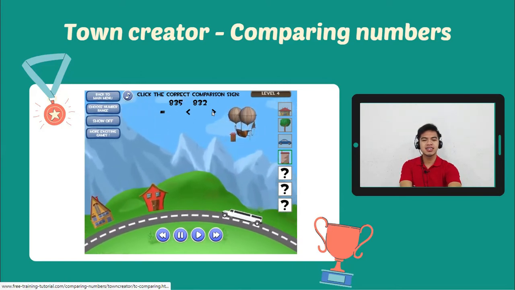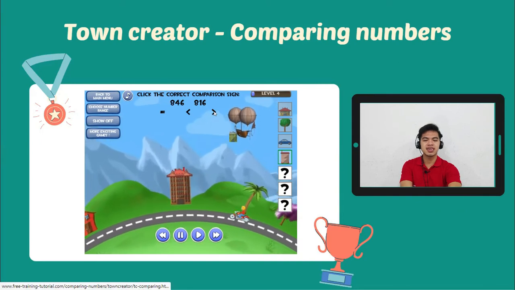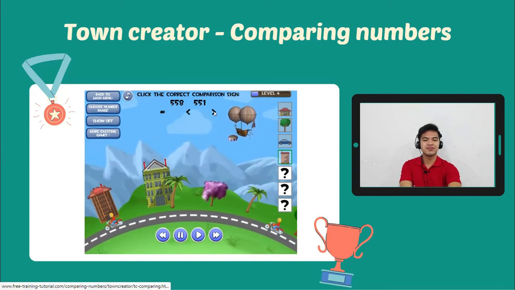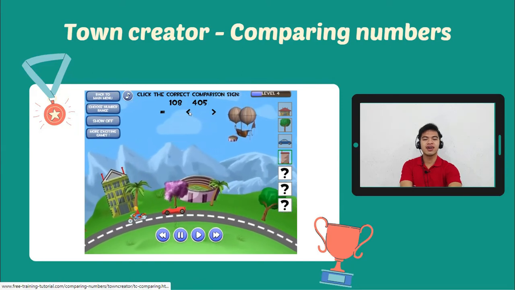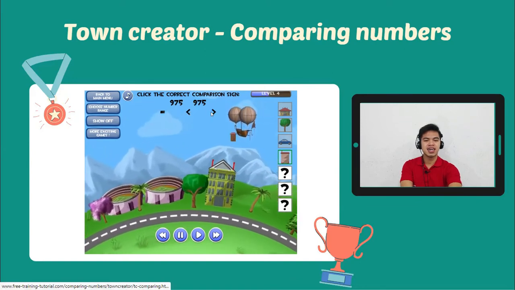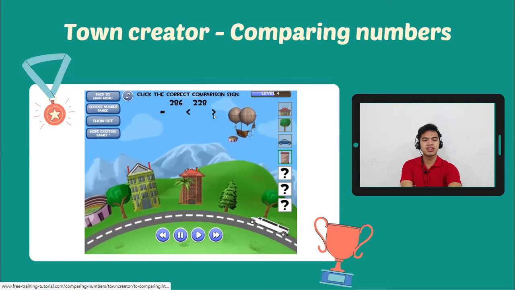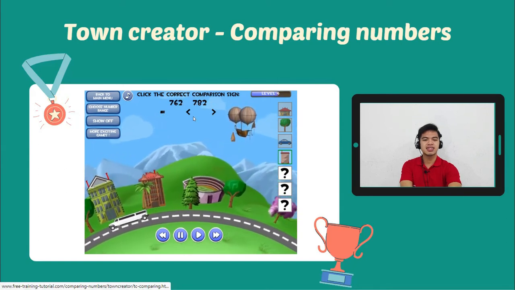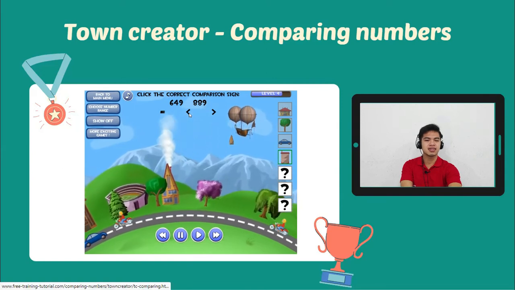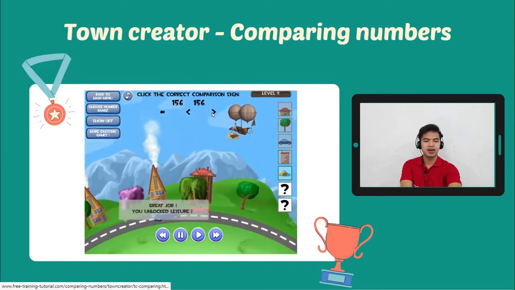Okay, 835 is greater than 832. 846 is greater than 816. 558 is greater than 551. 108 is less than 405. 473 is greater than 453. 975 is equal to 975. 286 is greater than 228. 762 is less than 782. 649 is less than 889. 689 is greater than 679. Okay, we unlocked the leisure.